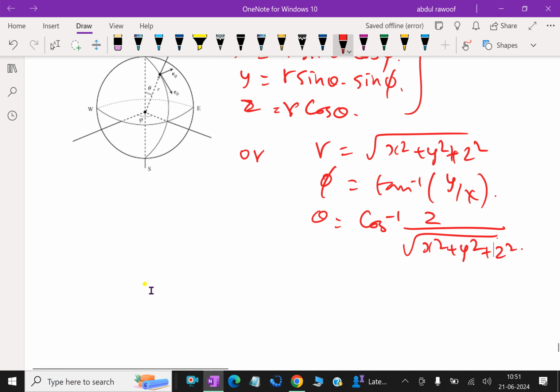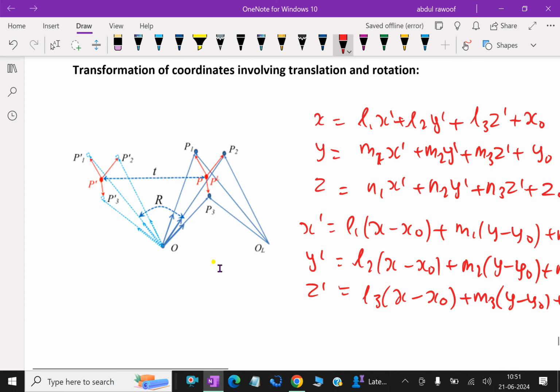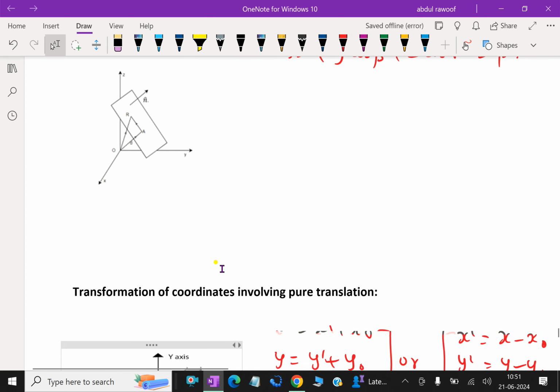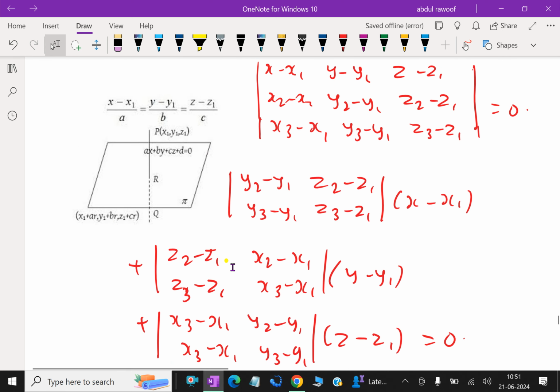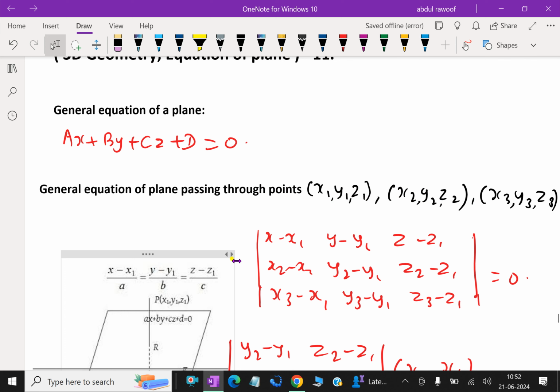So far we have discussed the coordinate system, that is, the equation of the plane in different forms as well as in different coordinate systems. We have done that.